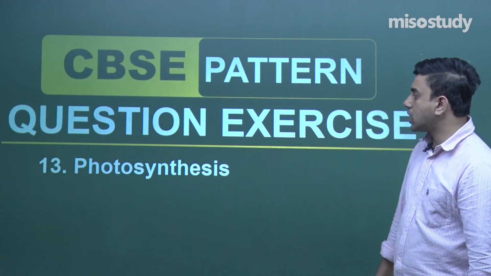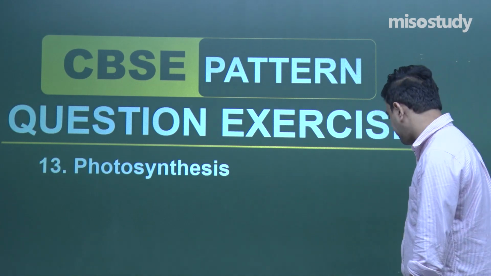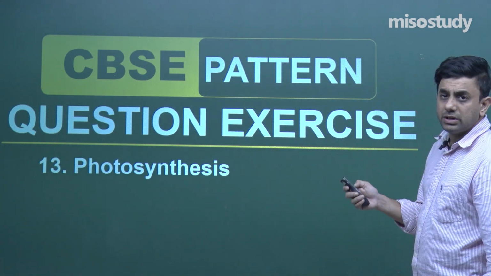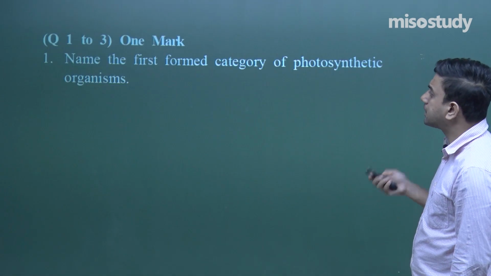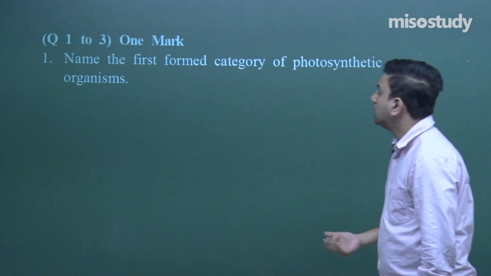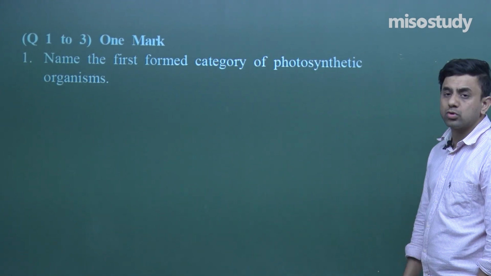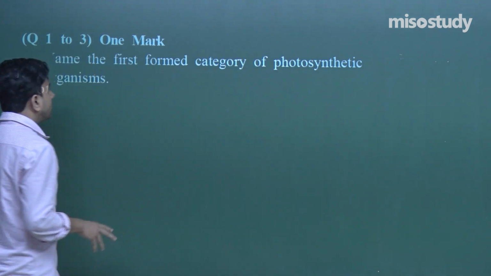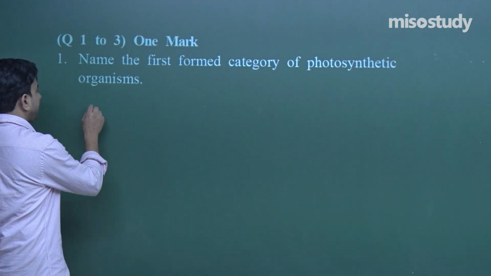So we are doing the chapter photosynthesis, and we will see the CBSE questions based on this chapter. The first one of them is, name the first form category of photosynthetic organisms.